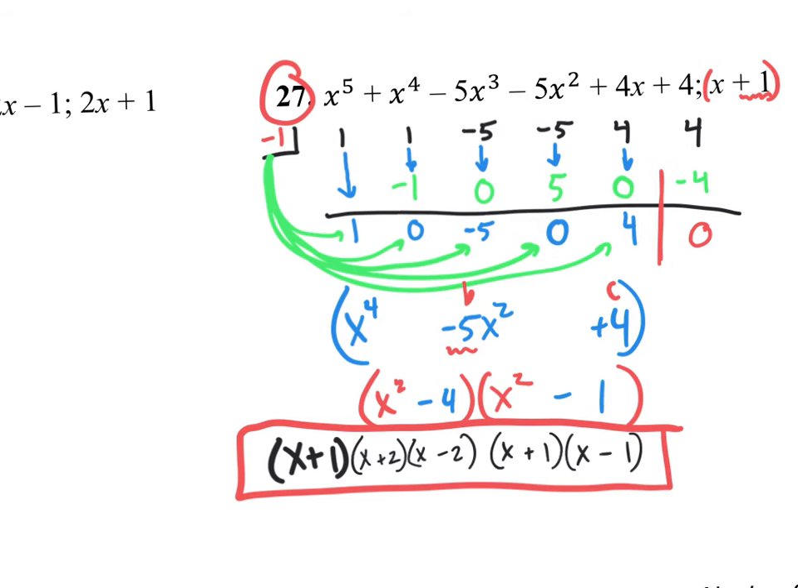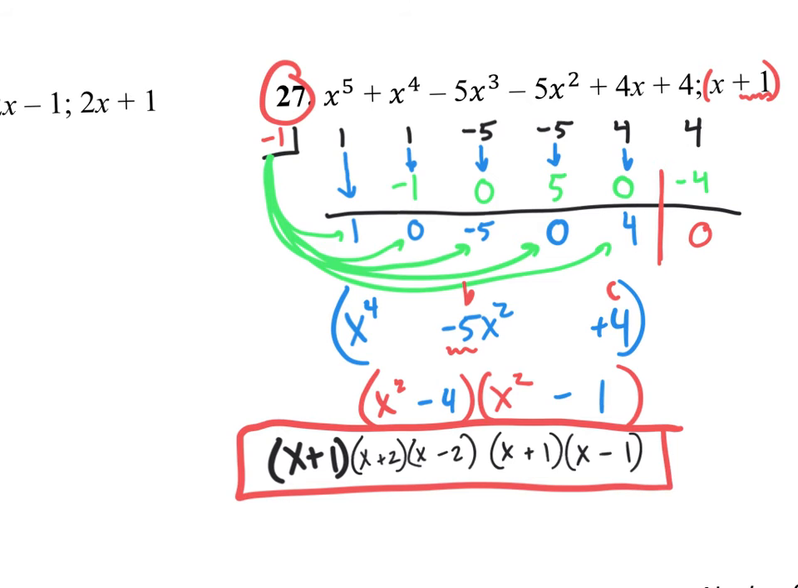Now, knowing that this is the completely factored form, you're going to have a total of 5 real answers. I mean, you could visually see that the graph will cross at -1, at -2, at +2, at -1, and at +1. It has 5 real answers.